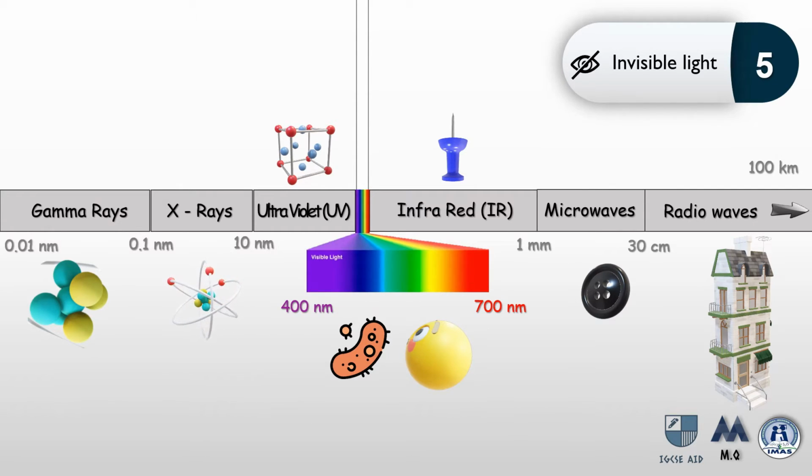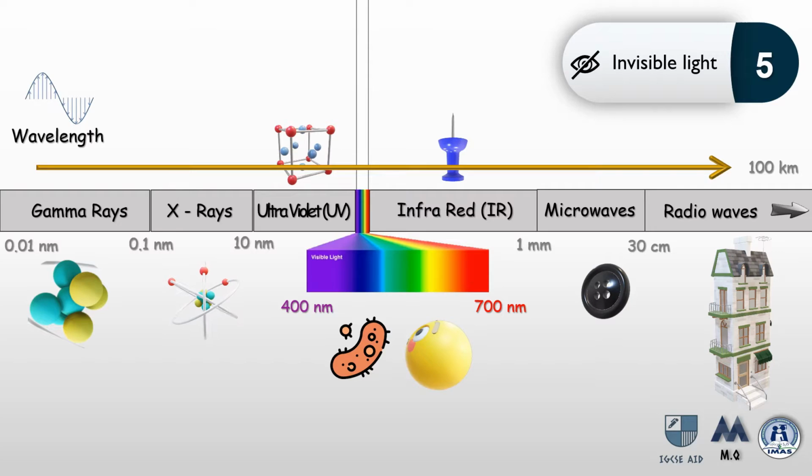You have gamma rays, X-rays, UV, visible light, the light that we can see, which turns out to be a very small portion of the light. And then you have infrared, microwaves, and radio waves. As you go from gamma rays to radio waves, the wavelength increases.